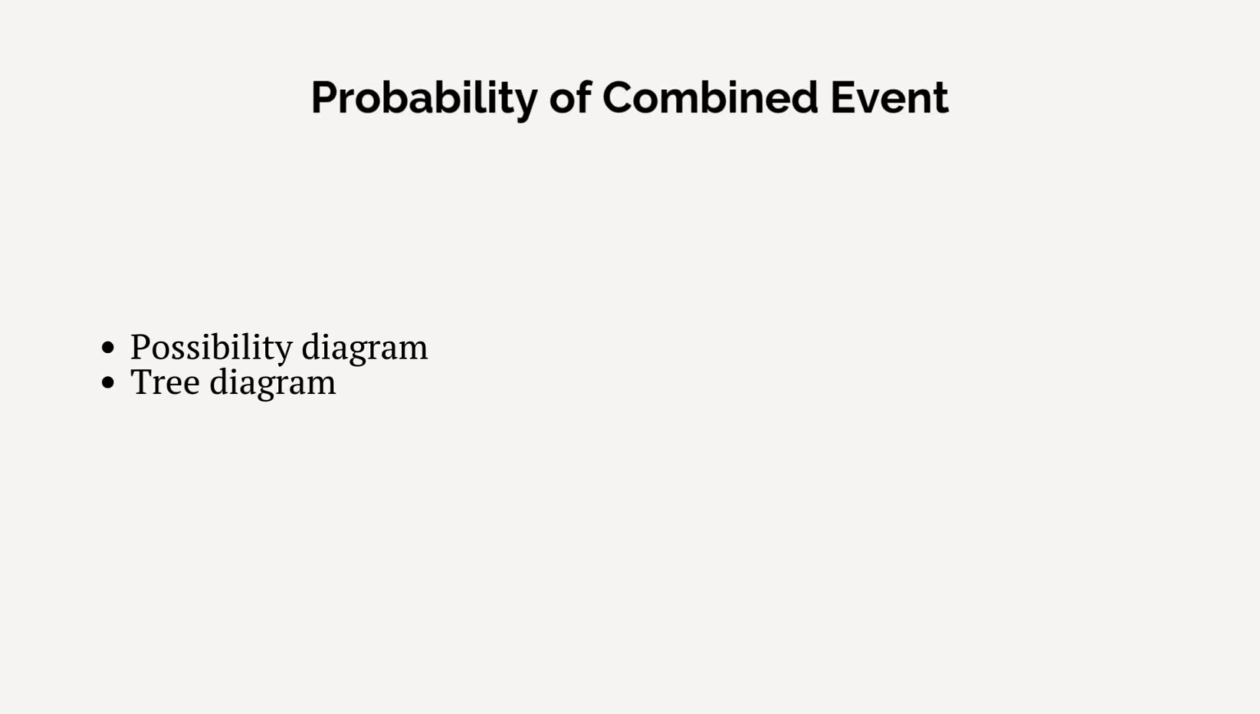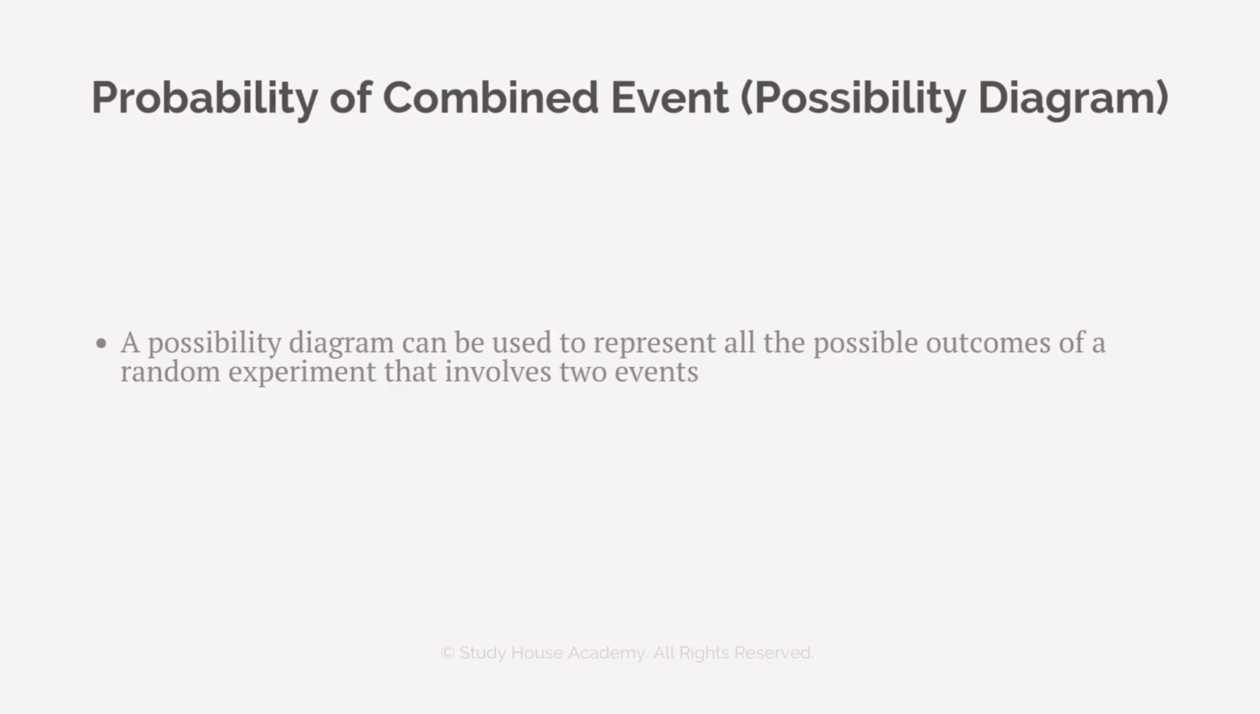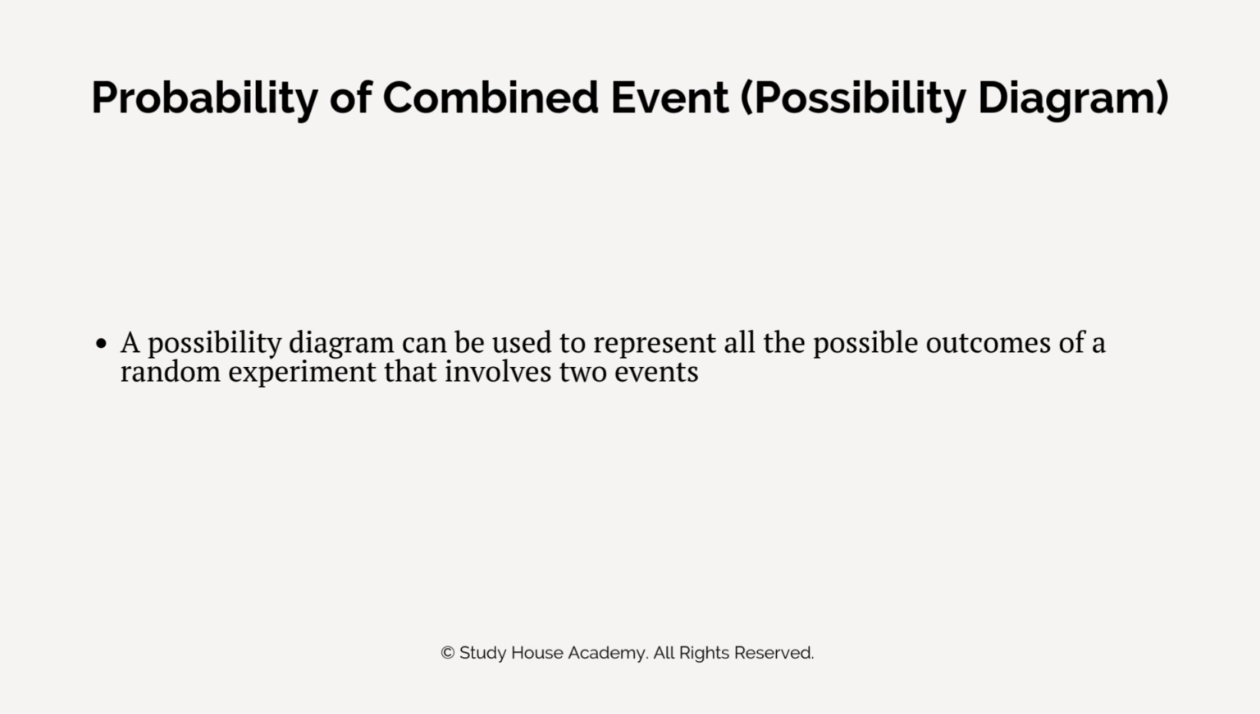Next, let's talk about combined events using diagrams, like possibility diagrams and tree diagrams. These tools visually represent all possible outcomes, especially when we're working with 2 or more events. A possibility diagram can be used to represent all the possible outcomes of a random experiment that involves 2 events.